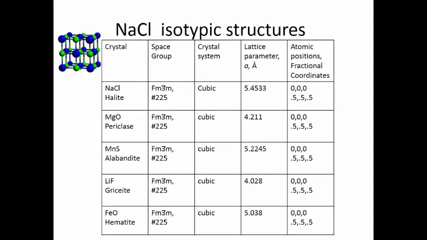Now, there are other famous isotypic series. In fact, this one is probably the most famous of all, and it's the sodium chloride crystal system. Here we have a whole pile of materials that have exactly the same form, the same space group, the same crystal system. The lattice parameters are quite similar, and their atomic positions would, in this case, be identical.